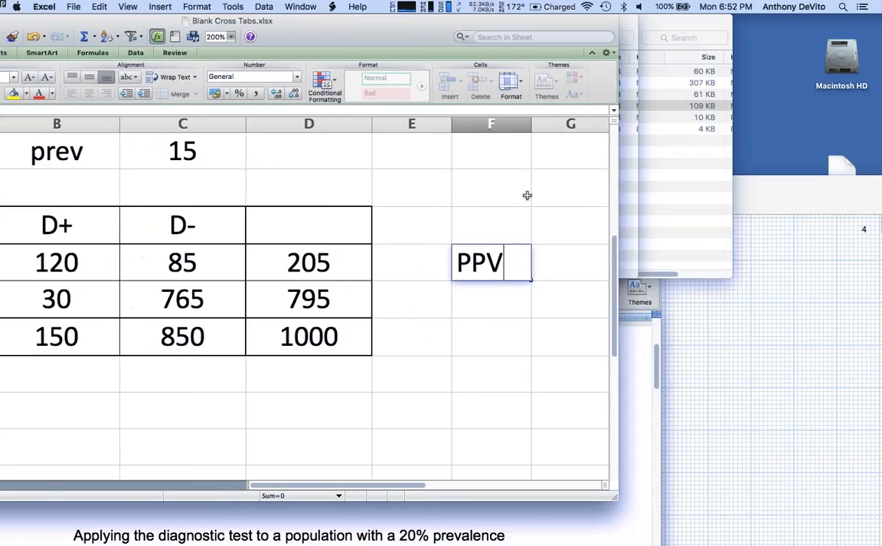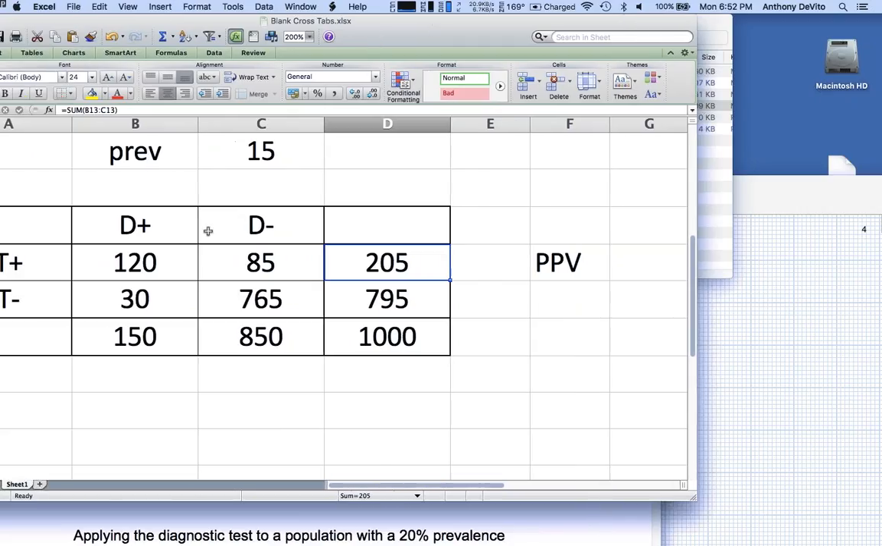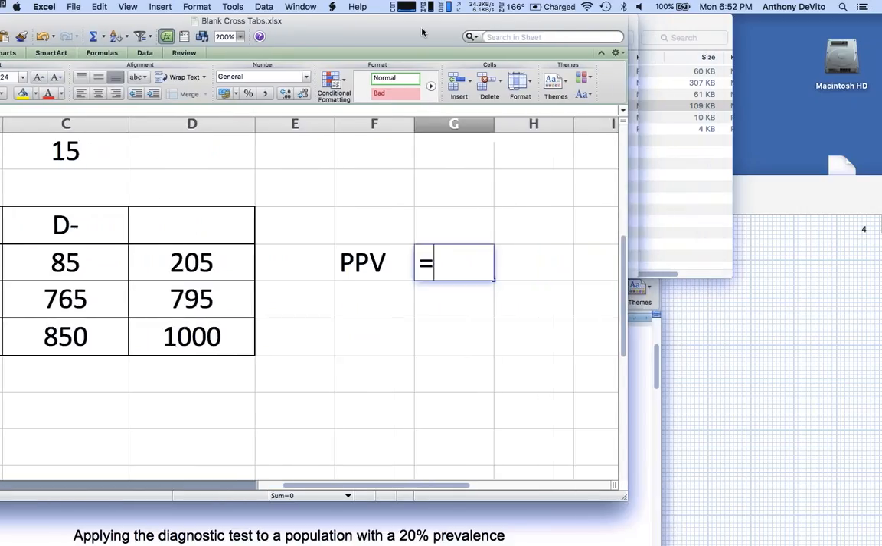Okay. How many people tested positive? 205. How many out of those 205 people were really positive? 120. So what's the positive predictive value? What's the likelihood? Equals 120 over 205, right? About 59%, right? 41% of the time it's going to be wrong. It's not going to be accurate. Okay, so that's our positive predictive value.